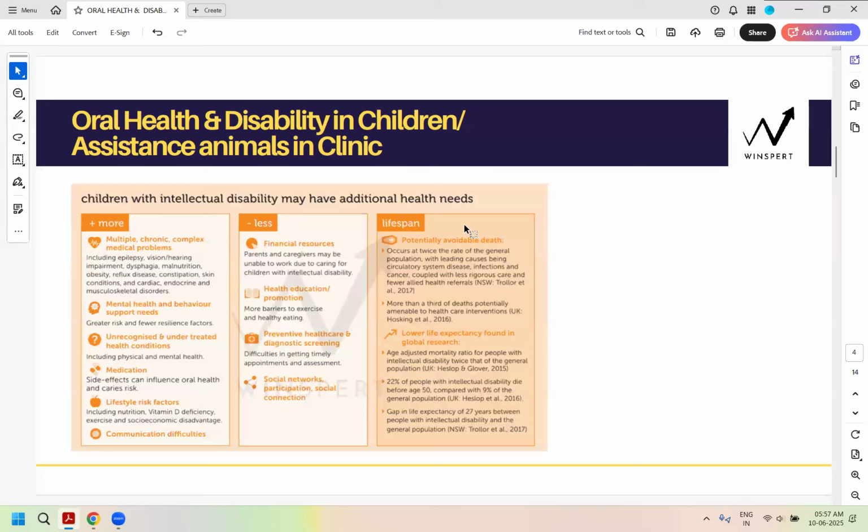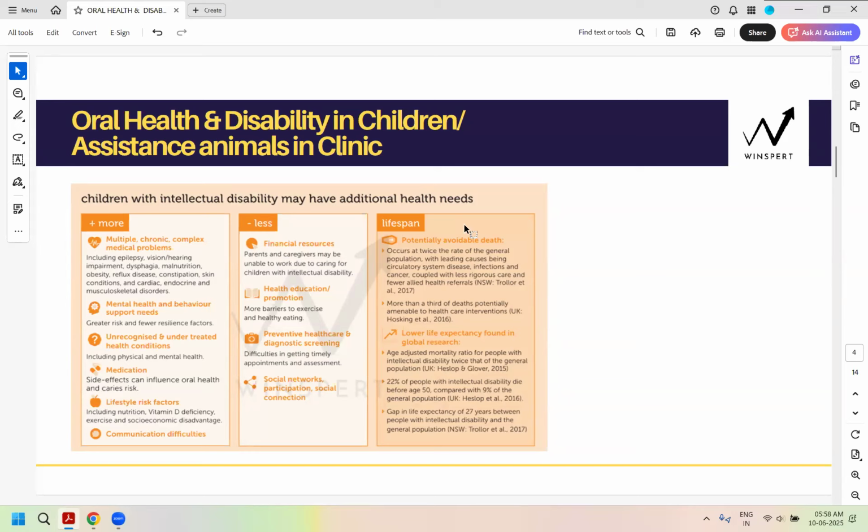Then you have to apply health education and promotion for them, because there would be some lack there. So parents will also be required to be educated, because you can't educate the child in this case, no matter the age, also because of their intellectual barriers. There will also be delay in getting the primary dental care.